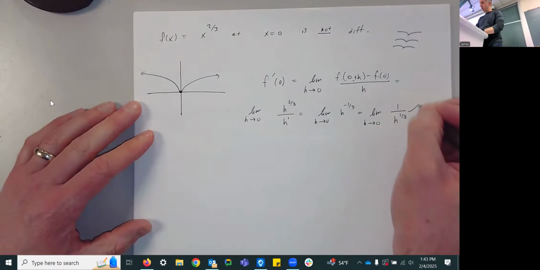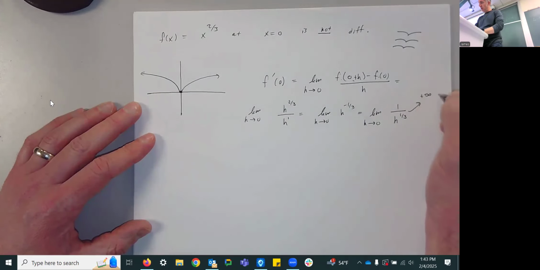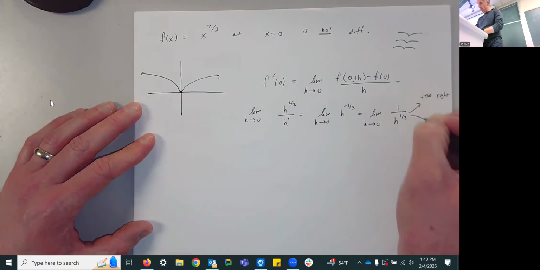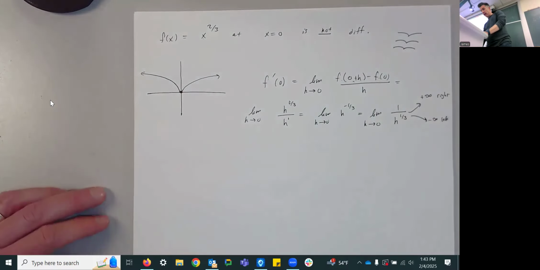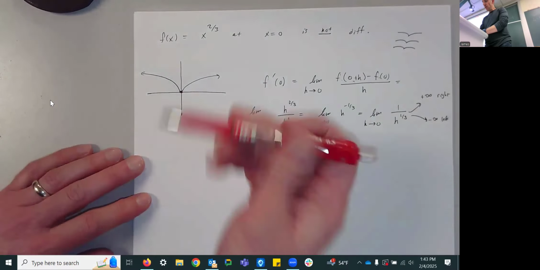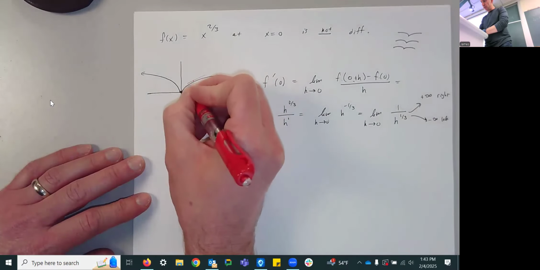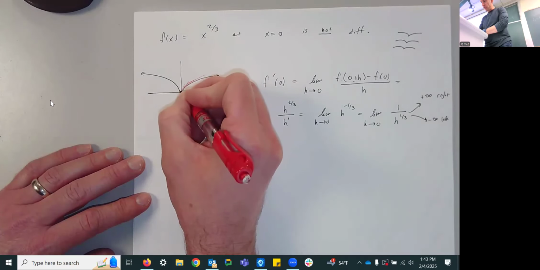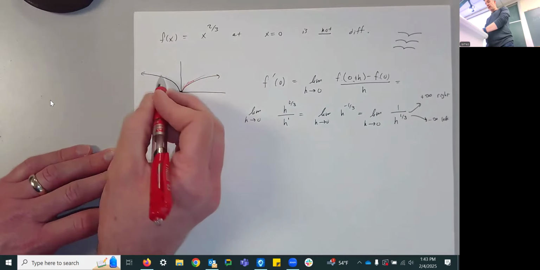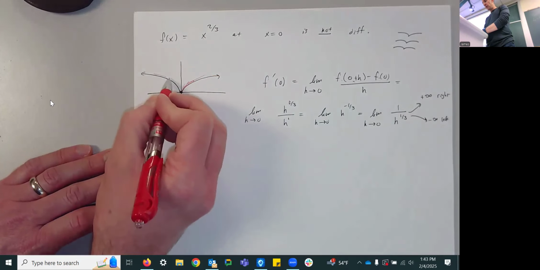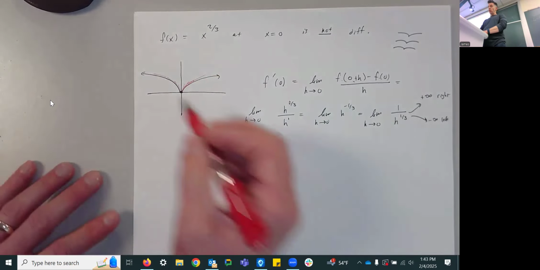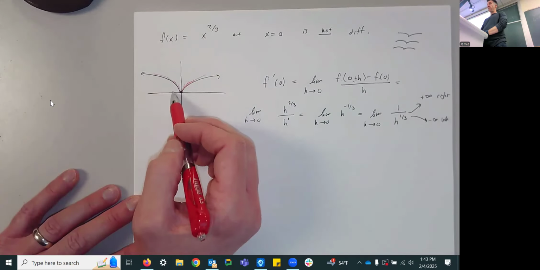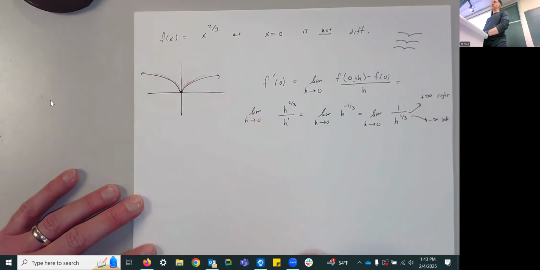So it's actually going to be positive infinity from the right, negative infinity from the left. Which you can probably see by my graphs. On the right-hand side, my tangent lines have positive slopes. And they get more and more steep as they get closer to 0. On the left-hand side, my tangent lines have negative slopes. And they get steeper and steeper as I get closer to 0. So we're getting a slope of negative infinity from the left, positive infinity from the right.